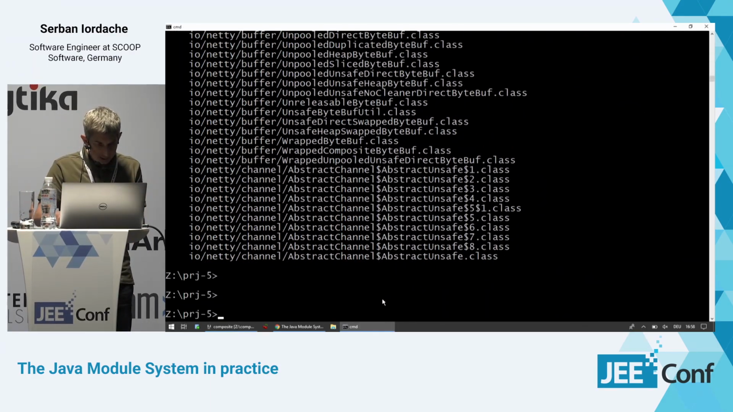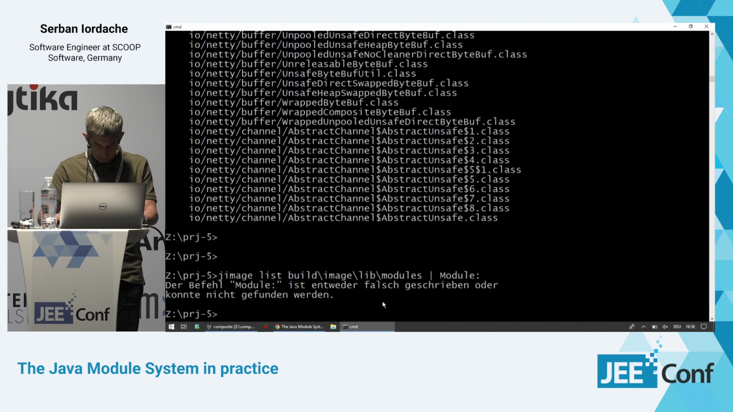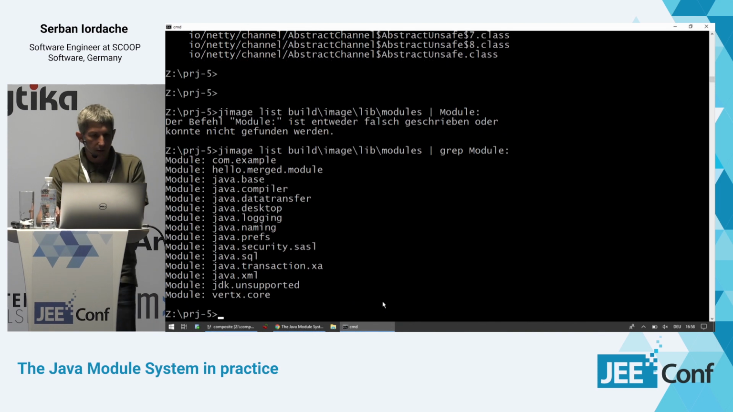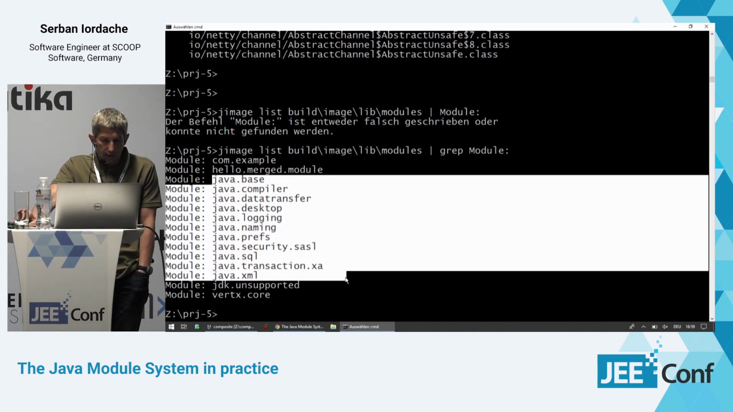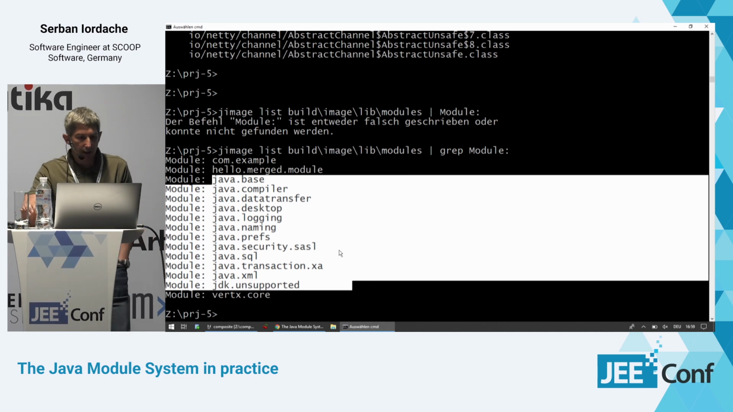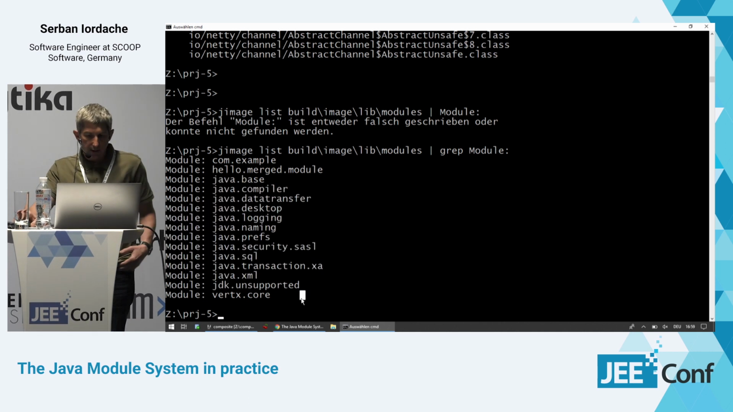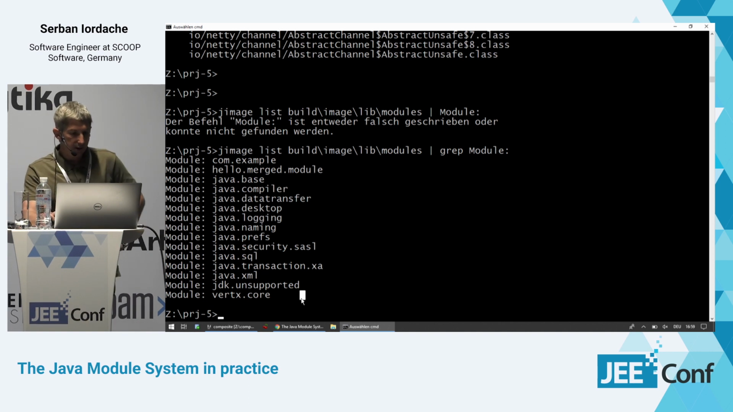Let's just grep for the module names. Okay, and we see that this file contains only the modules needed by our application. We have our main module, the merged module, and only the JDK modules needed by our application. So that's why this custom runtime image is smaller.